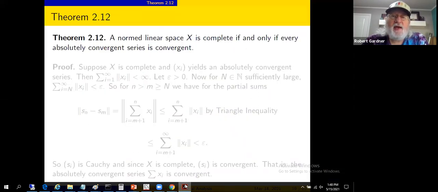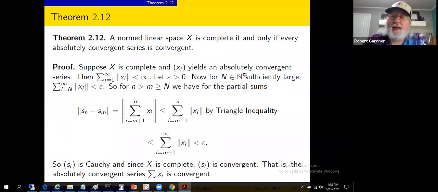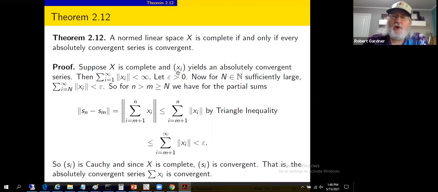So let's look at a proof of that. A normed linear space X is complete if and only if every absolutely convergent series is convergent. So suppose X is complete. Consider this sequence x sub i, which yields an absolutely convergent series, right? These are the terms of the series, in other words. So we're taking a complete space, assuming completeness, and considering an absolutely convergent series. We want to show that series, in fact, is convergent, assuming it's absolutely convergent and that the space is complete.